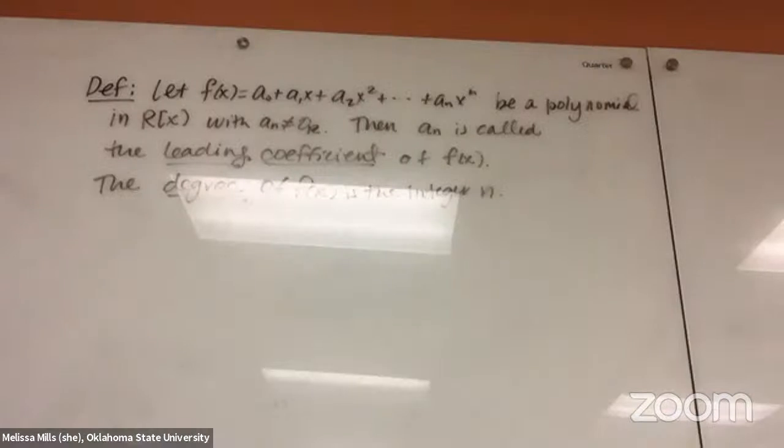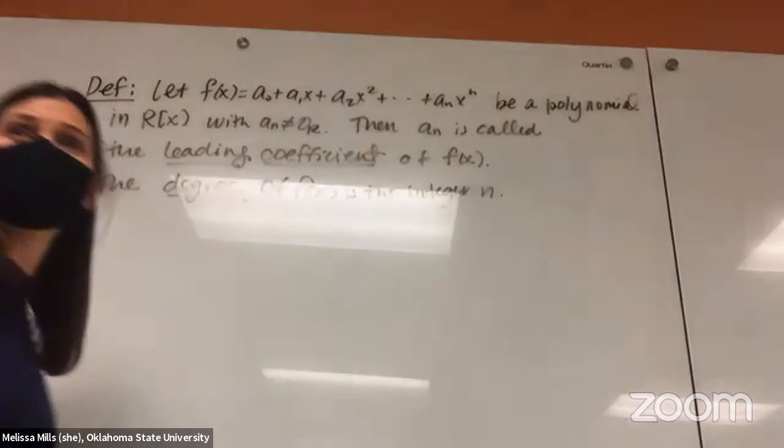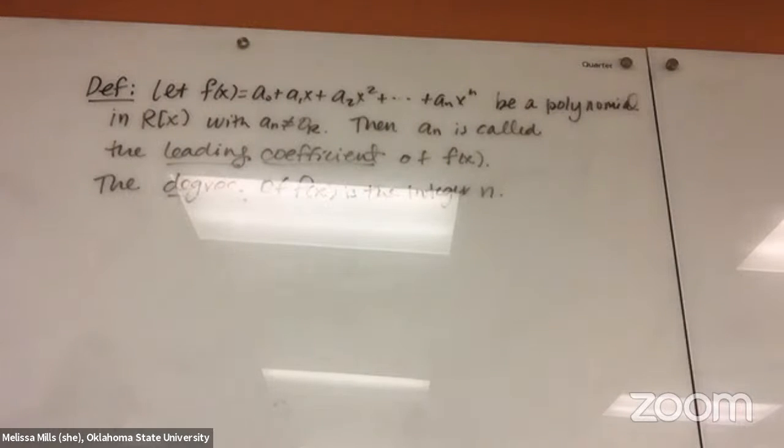Okay, so this is the definition of the leading coefficient and the degree of a polynomial. This should look familiar, things that you've seen before in maybe an algebra class. We're going to let f of x be that polynomial in R adjoin x, and we need that a_n to be non-zero. Otherwise, what's the point? So we need that one to be non-zero.